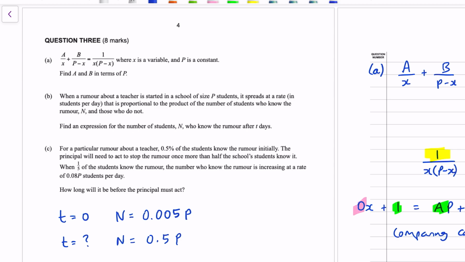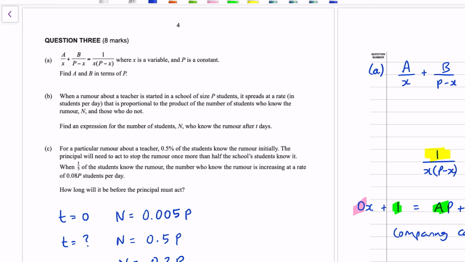And then last piece of information in the question, when 1/5 of the students know the rumour, so when n is equal to 0.2 times p, 20%, the number who know the rumour is increasing at a rate of 0.08p students per day.